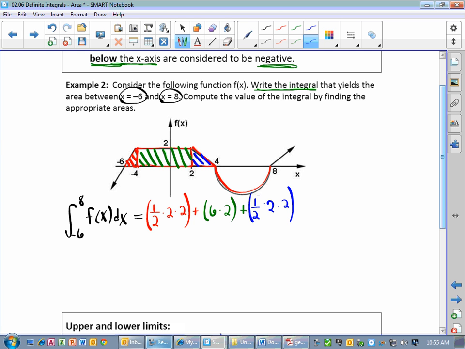And then we have an area below the curve. Since it's below the curve, it's negative. We have minus. Now this is a semicircle. What is the radius of this semicircle? Since this is going from 4 to 8, this diameter is 4, which makes the radius 2. So from here to here, it's just 2. So we have 1/2 times pi times 2 squared.